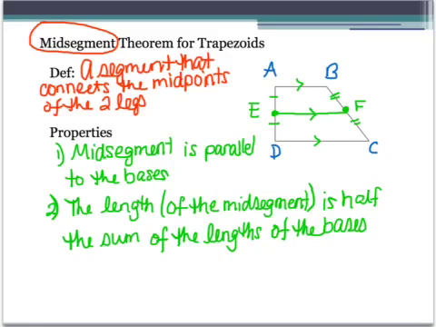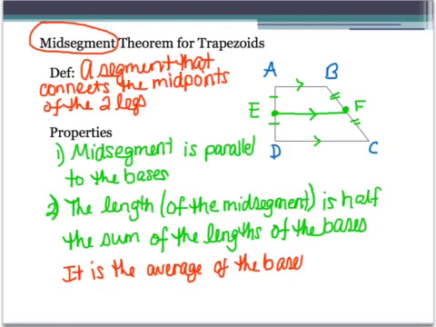Now, an easier way to remember that might be that the length of the midsegment is the average of the bases. And if you remember how to calculate an average, you add up all that you have and you divide by the number that you had, or the quantity. So here I'm going to add up the two lengths, and I always divide by 2.